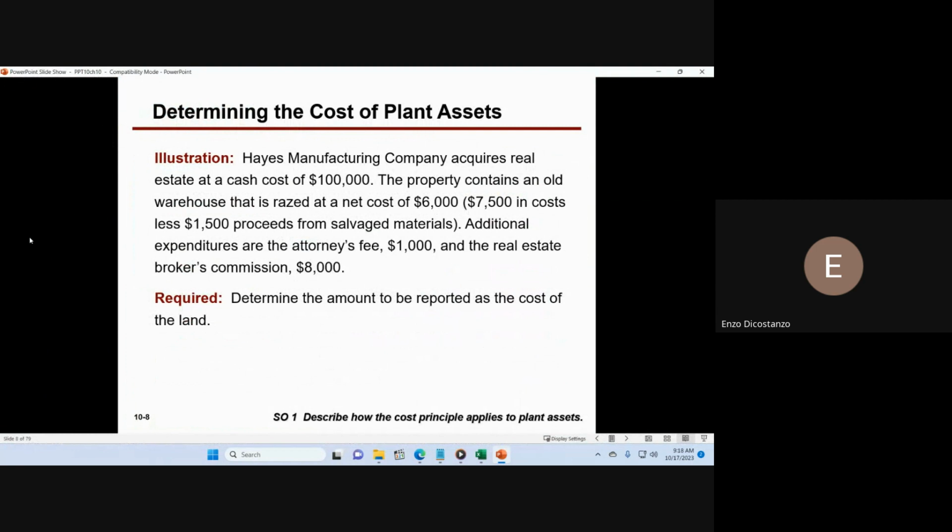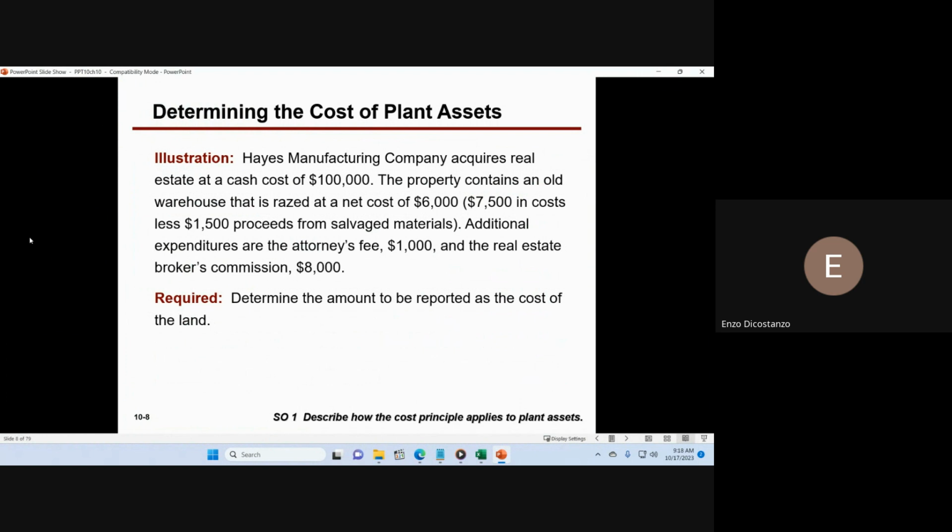But yeah, so we were here at this one, and there was real estate that was acquired for 100,000. The property contained an old warehouse, and the net cost of getting rid of that warehouse was 6,000. In other words, we spent 7,500 to knock down whatever structure was there, and then sold the salvage materials for 1,500. So you netted out 6,000, because 1,500 subtracted from 7,500 is 6,000.